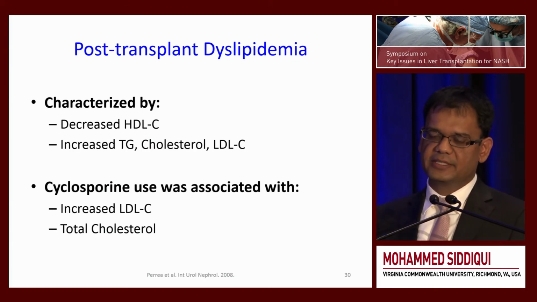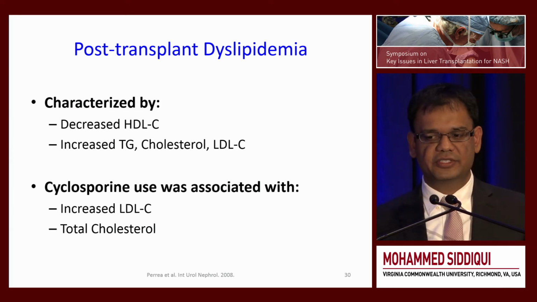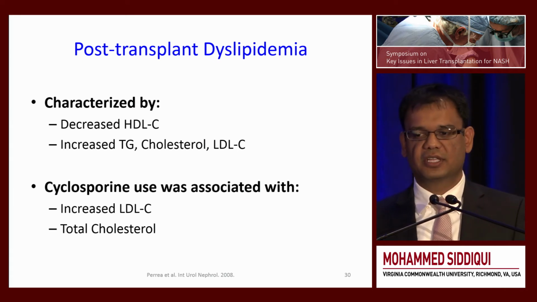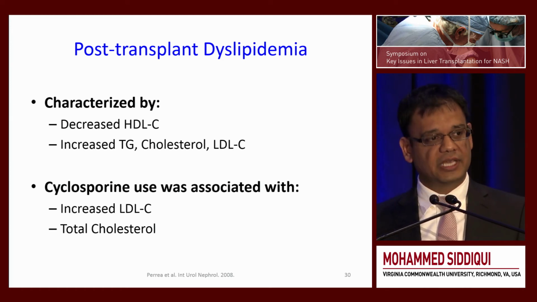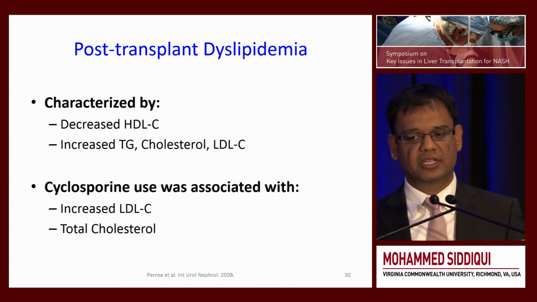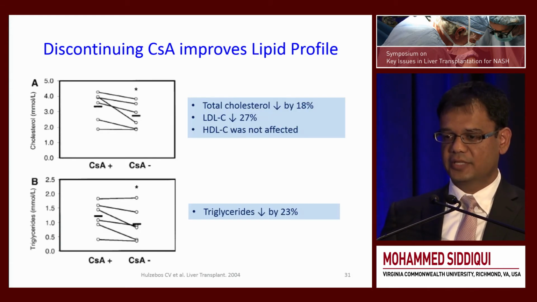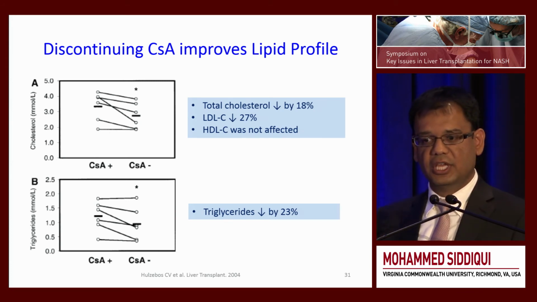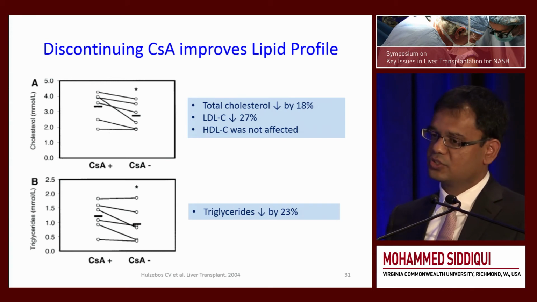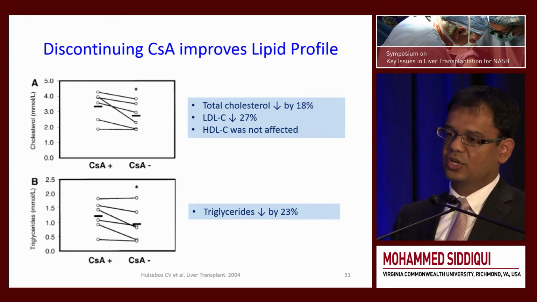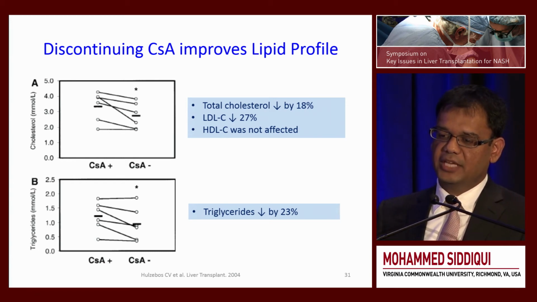Now, post-transplant dyslipidemia is characterized by similar things as in the general population: decreased HDL, increased triglycerides, cholesterol, and LDL. Cyclosporin use has been associated with increased LDL cholesterol, total cholesterol, and triglyceride. Cyclosporin is not associated with any changes in HDL cholesterol. And this shows that when cyclosporin is stopped, there's a reduction in total cholesterol, LDL cholesterol, and triglycerides, and it does not impact HDL cholesterol.